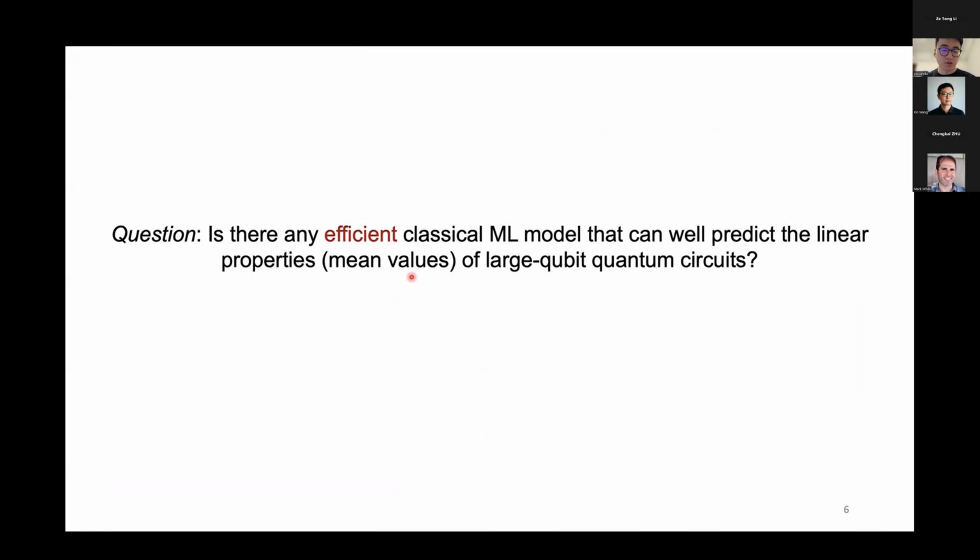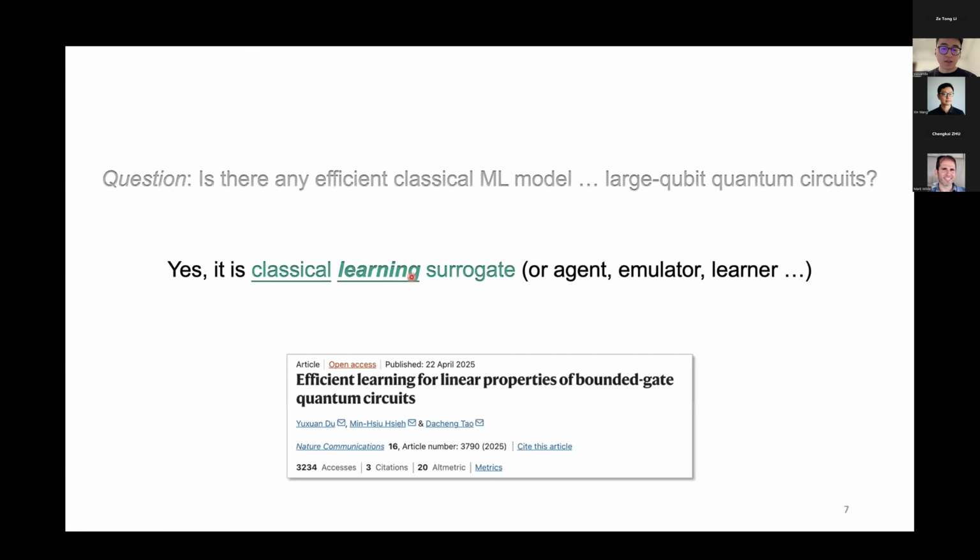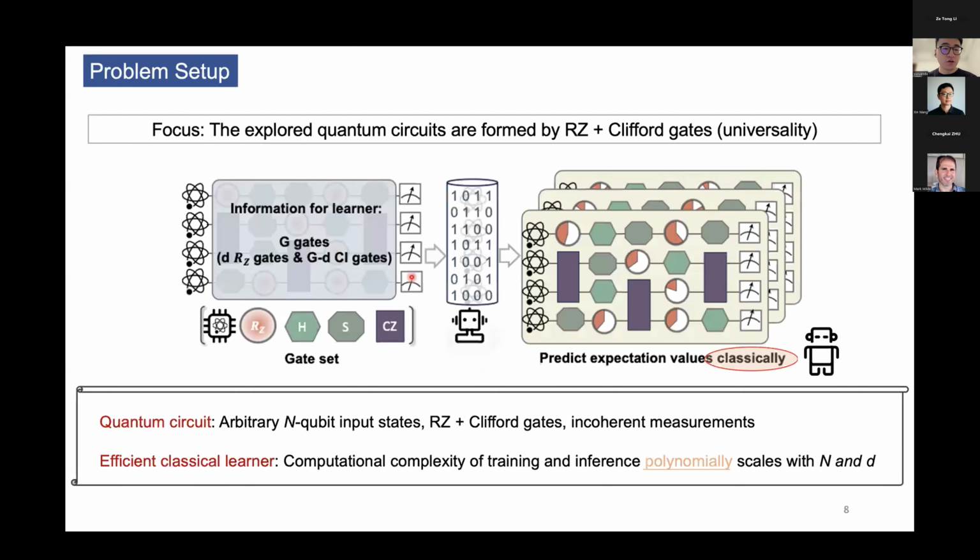Here we narrow our scope. We only ask: is there any efficient classical machine learning model that can well predict the linear properties, in other words, the mean values or observable estimations, of large-qubit quantum circuits? Here we provide a positive affirmation. Yes, indeed, we can use classical learning surrogate, which you can also call agent, emulator, or learner, to achieve this goal. Okay, now let us formalize the corresponding problem. Here we focus on a class of quantum circuits composed of RZ rotation gates and Clifford gates.